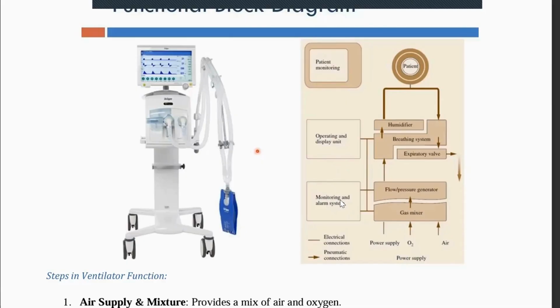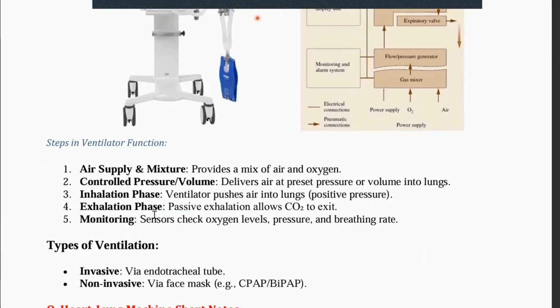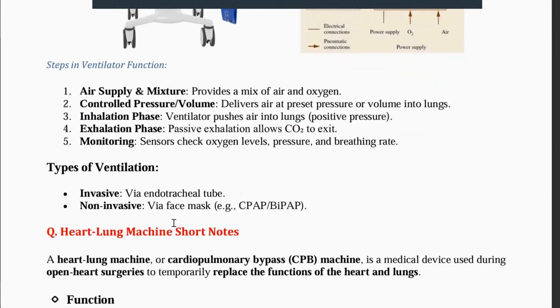You have to write this block diagram for the ventilator. Know the steps of how the flow takes place: inhalation phase, exhalation phase. Read that. The types of ventilation we have are invasive and non-invasive.